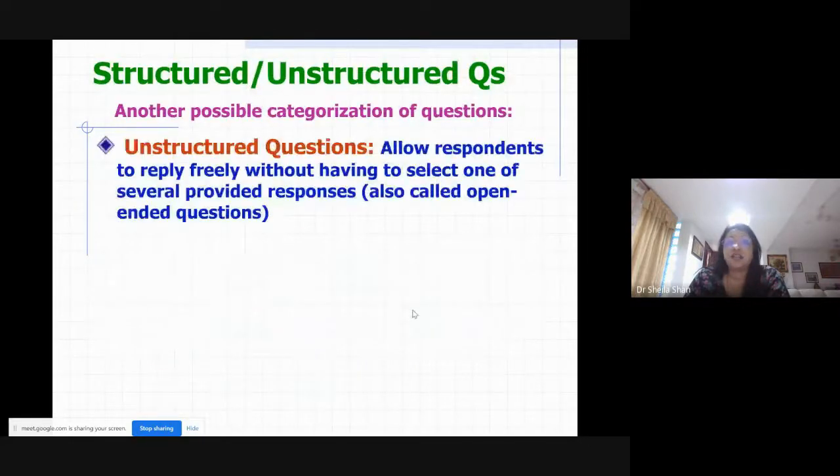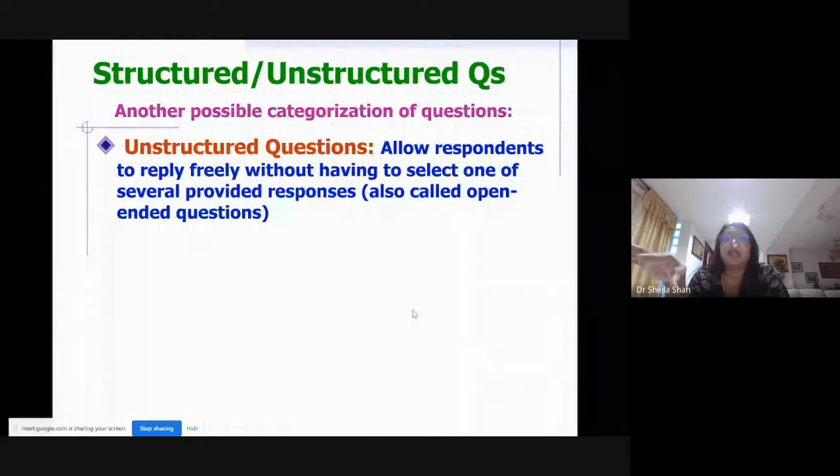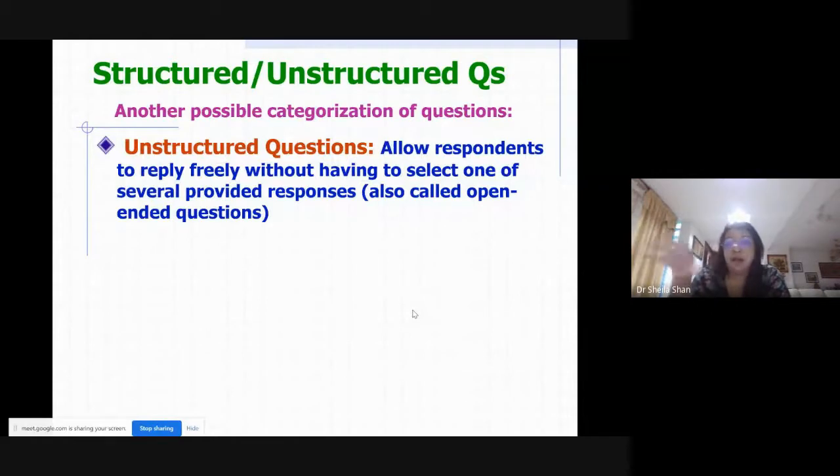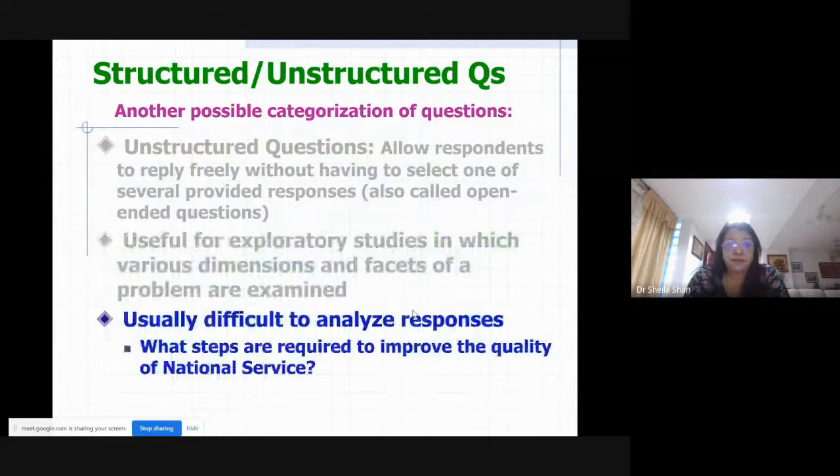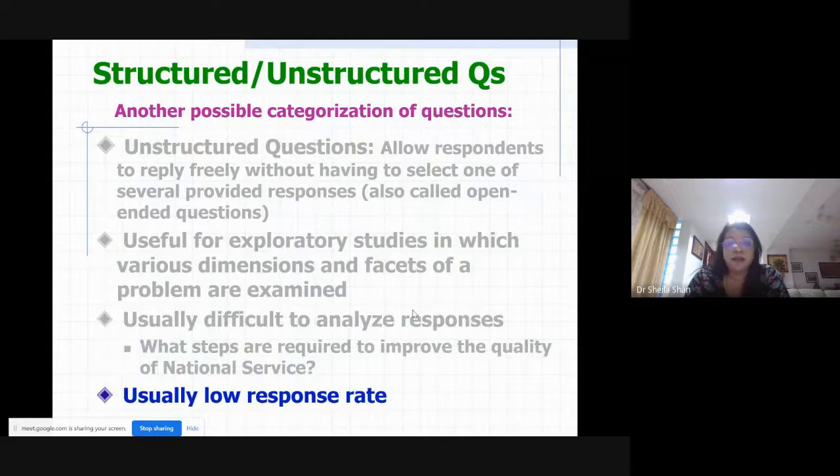Structured and unstructured questions can also be asked of the respondent. Unstructured means you leave them an open-ended question. But sad to say, normally our respondents will not give any answer, because in this part you're giving your own opinion. Very few will answer that part. I'm talking about Malaysian society. Open-ended questions are difficult to analyze, and usually have a low response rate, as I told you.